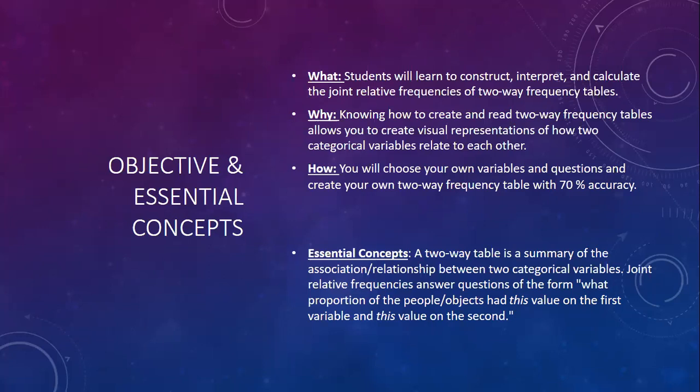So the essential concept for today: a two-way table is a summary of the association or relationship between two categorical variables. Joint relative frequencies answer questions of the form, what proportion of the people or objects had this value on the first variable and this value on the second variable? So if you have two variables, you can say, how many people had a yes here and a no there? How many people had a yes and a yes? How many people had a no and no, right? So you can look at that comparison.